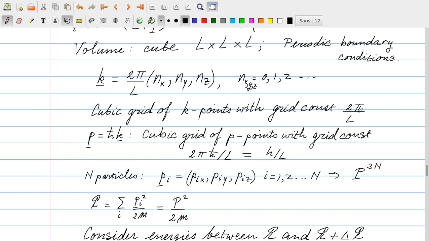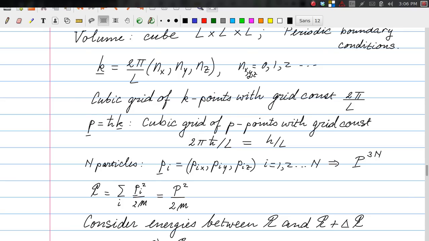Now we prefer talking about the momenta rather than the k vectors, and the relation in quantum mechanics is that p is ħ k, where ħ is the reduced Planck constant. And now we have a cubic grid of p points with a grid constant 2π ħ over L, and we can also write that as h over L, where h is now the bare Planck constant.